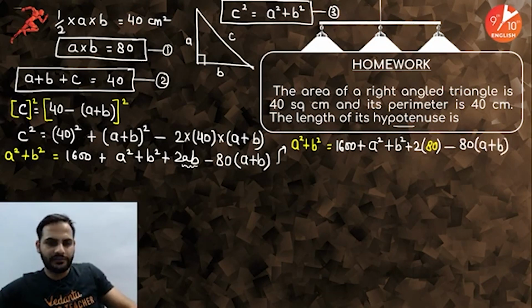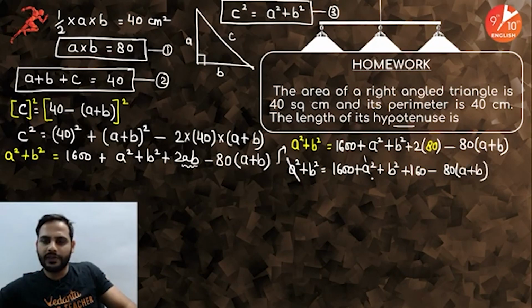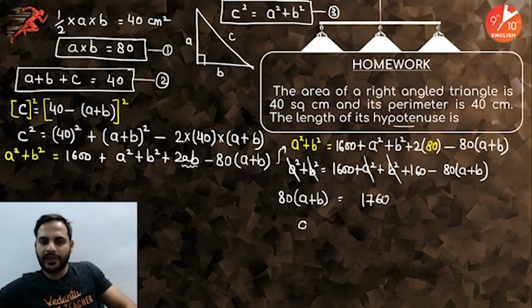Okay. Now let's do the cancellation, simplify this. So we have A square plus B square is equal to 1600 plus A square plus B square, 2 into 80 is plus 160, minus of 80 times of A plus B. Here A square to A square got cancelled, B square to B square got cancelled. 1600 plus 160, and shift minus of 80 into A plus B over here. So it will become 80 times of A plus B is equal to 1760. So A plus B will be equal to 1760 upon 80. This zero to this zero got cancelled.